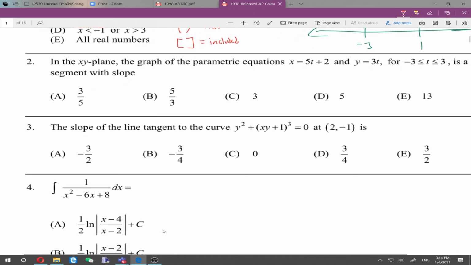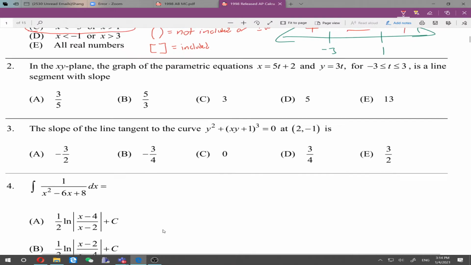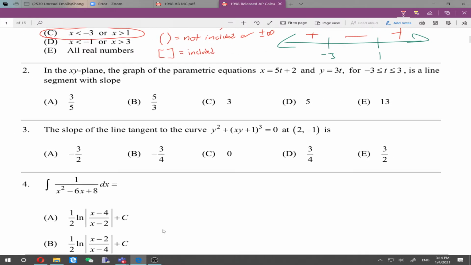Okay, on the xy plane, the graph of our parametric equations has a line segment with some sort of slope. If I want to find the slope, what do I need to do, Kyle? We'll have to find dy over dx. Okay, I need to find dy over dx. So in order to get dy over dx, when I've got an x and a y in terms of t, what do I need to do? We must derive. Okay, derive.